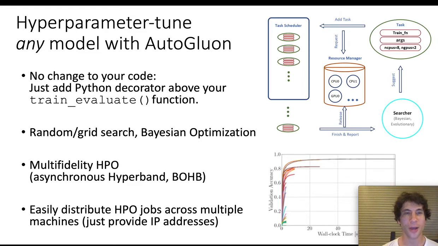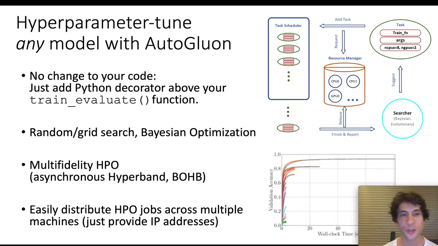Finally, you can also hyperparameter-tune any model with AutoGluon. So not just MXNet models, not just neural networks, really any model that has some hyperparameters, or even any Python code in general that has some notion of performance can be tuned using AutoGluon. And you don't really have to change your code at all. You just add a simple Python decorator, and AutoGluon will automatically start tuning the arguments of your function. You just need to point it to where the performance is being recorded, and what the search spaces are that it should search over for each of your arguments.